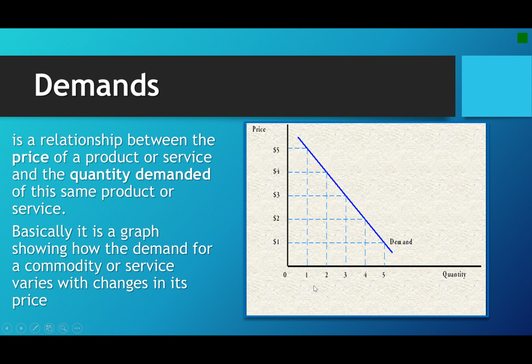Let's start with demand. Let's start with the definition of demand. It is a relationship between the price of a product or service and the quantity demanded of this same product or service. Basically, it is a graph showing how the demand for a commodity or service varies with the change of its price.